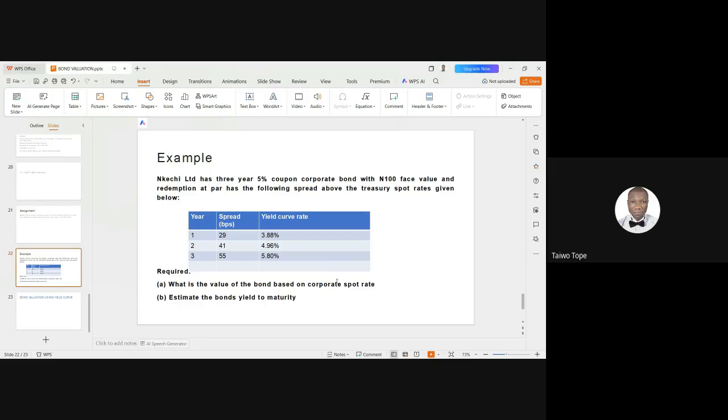So the spot rate is the rate of return that is currently available for a cash flow occurring at a particular future maturity date. So now, with this question, what is the value of the bond based on corporate spot rate? Estimate the bond's yield to maturity. Now, the value of the bond based on corporate spot rate will be what? This bond, is it redeemable or irredeemable?